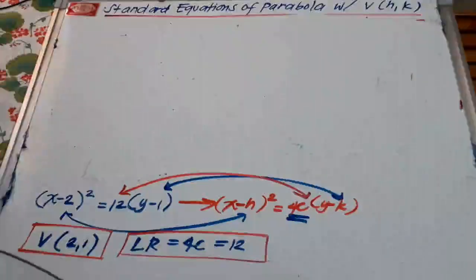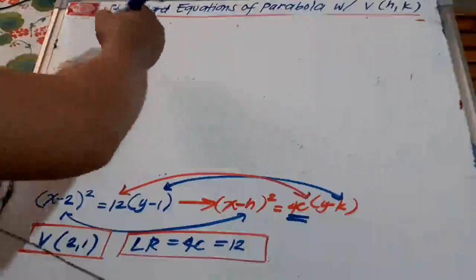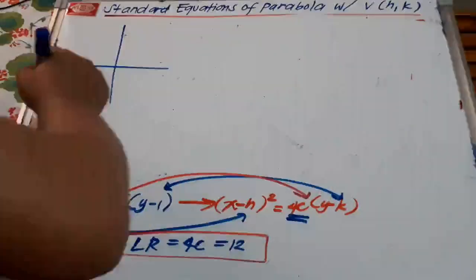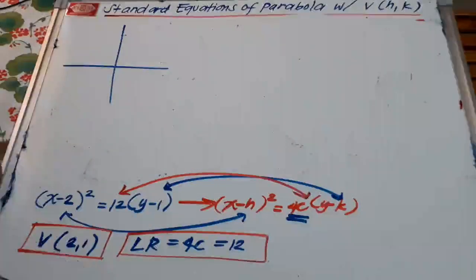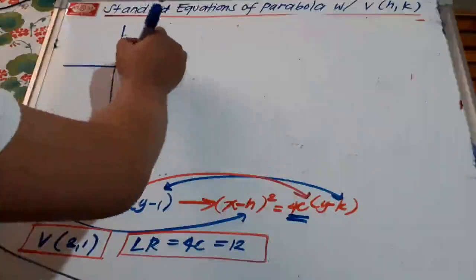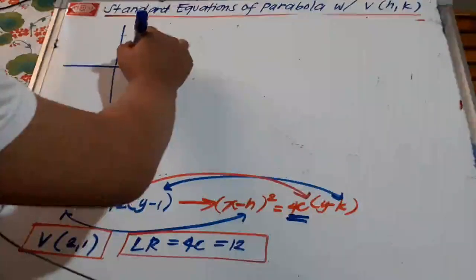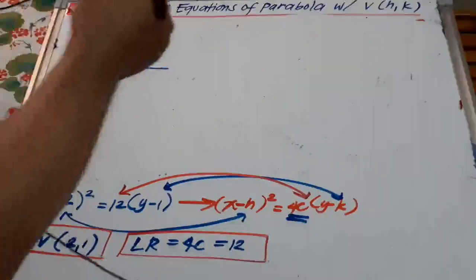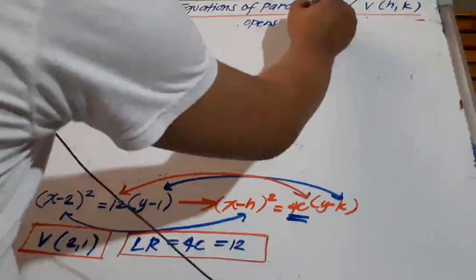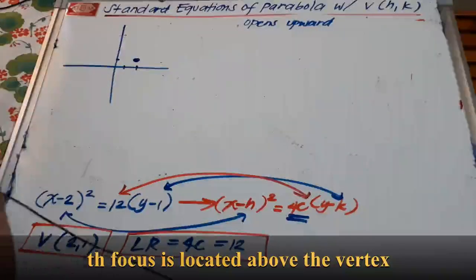Gawa tayo ng initial sketch ng ating parabola. Opens upward. So, ang ating LR is 12. Ang ating vertex located sa (2, 1). Yan, nandito ang ating vertex. So, kung yung ating parabola ay opens upward, ibig sabihin yan, yung ating focus is on top of the vertex.